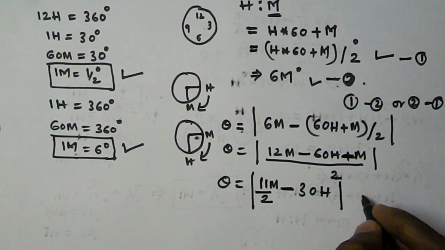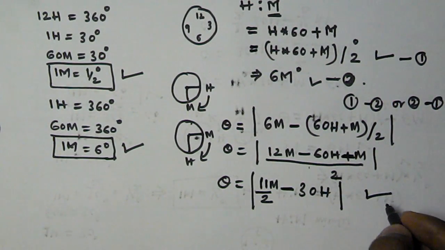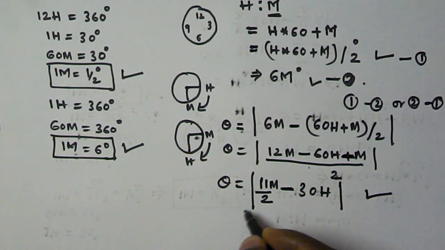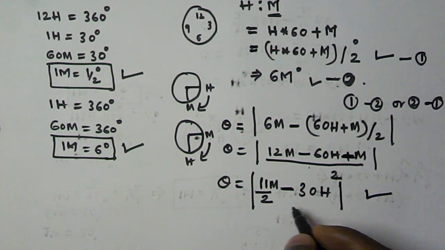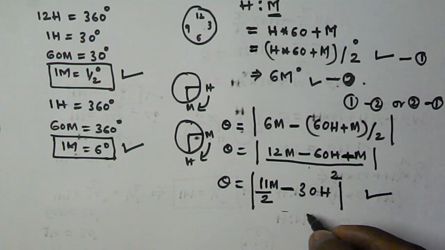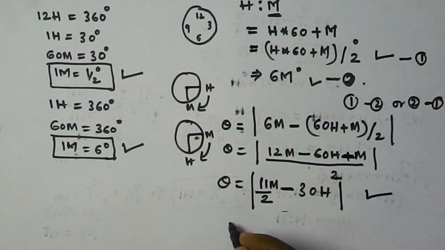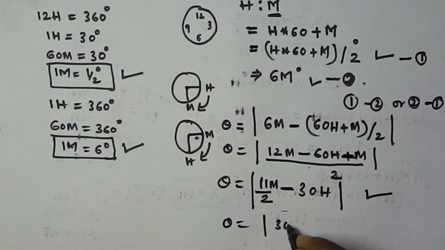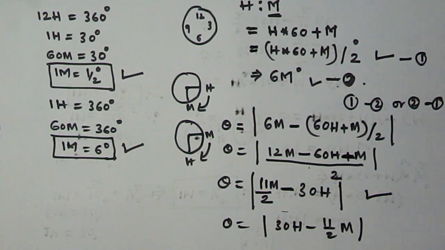So now we got the formula. This is our formula, right? Theta is equal to 11 by 2 m minus 30h. This will give the angle between the hour hand and the minute hand. Otherwise we can also use theta is equal to 30h minus 11 by 2 m. I hope you got this one.